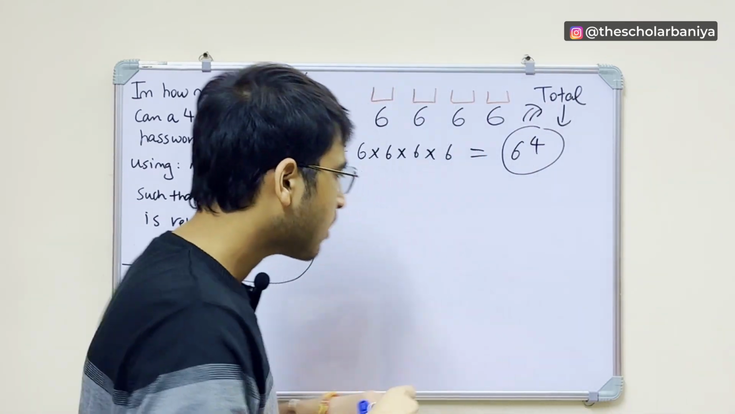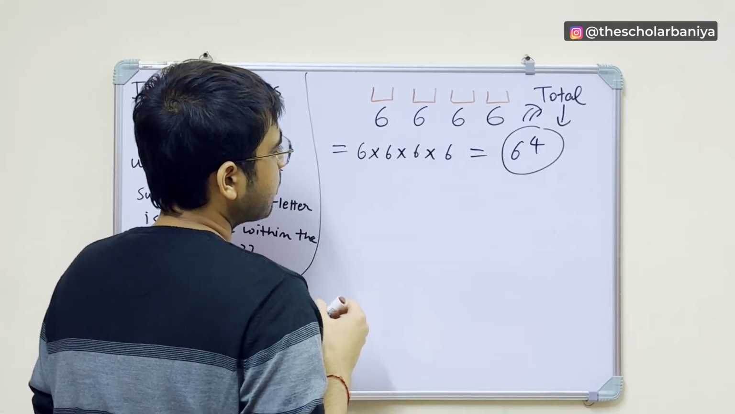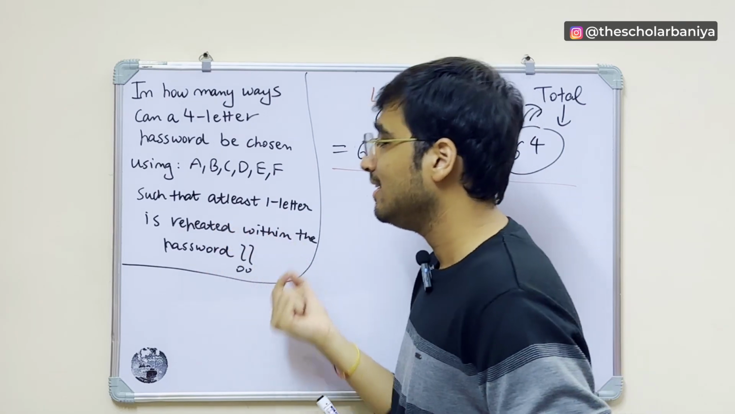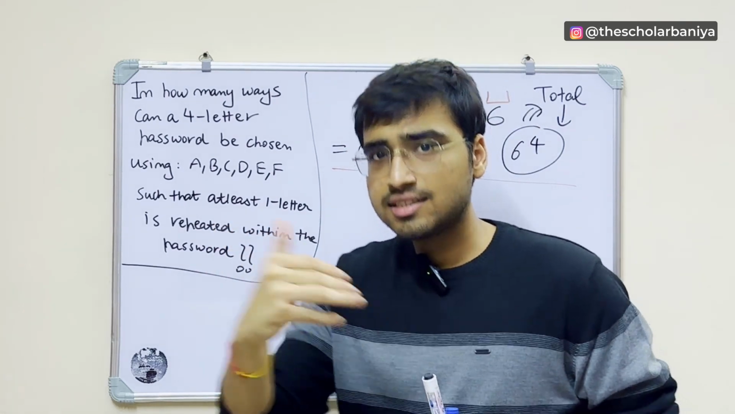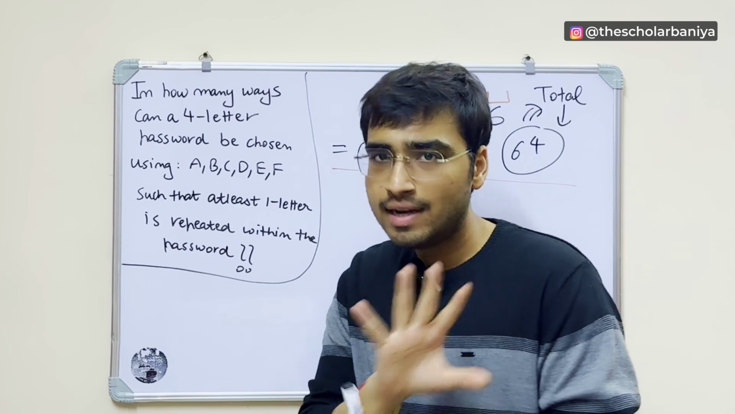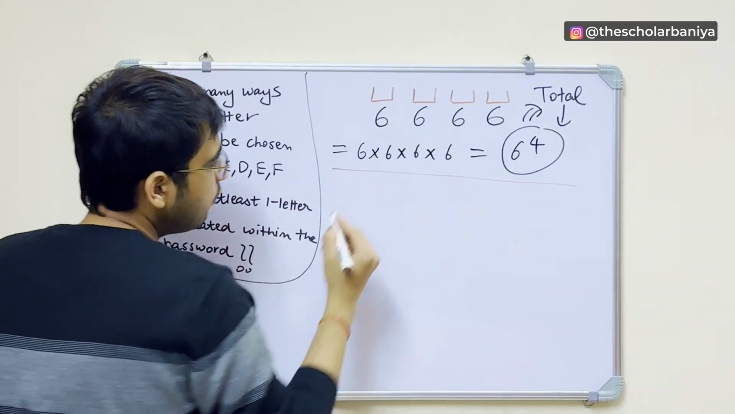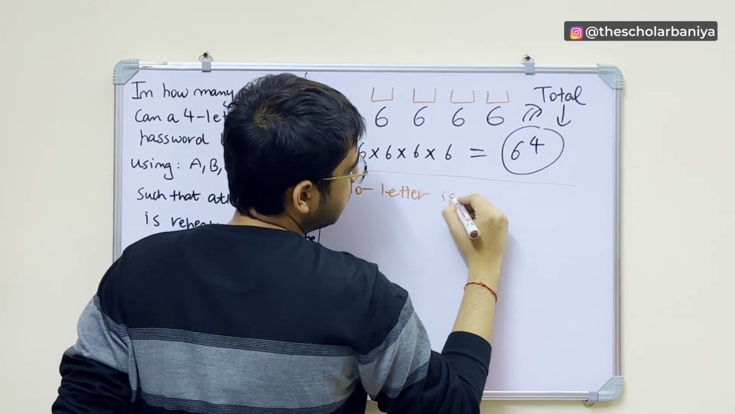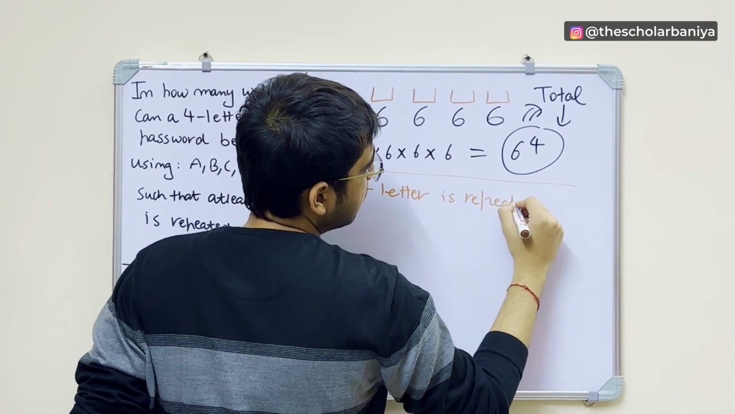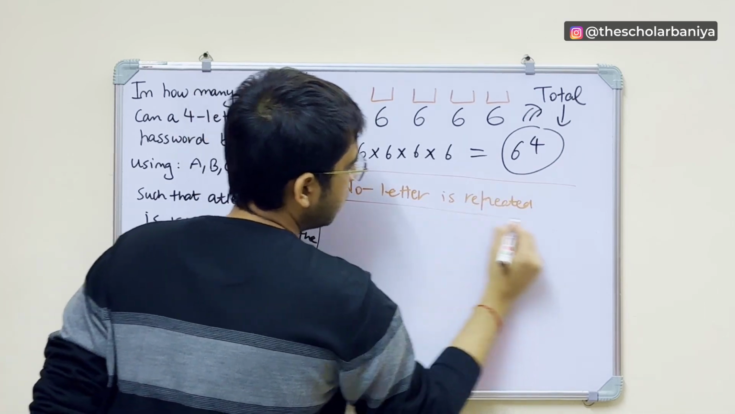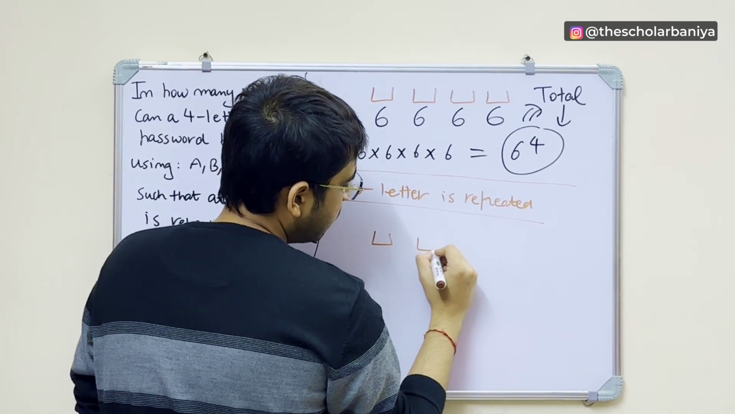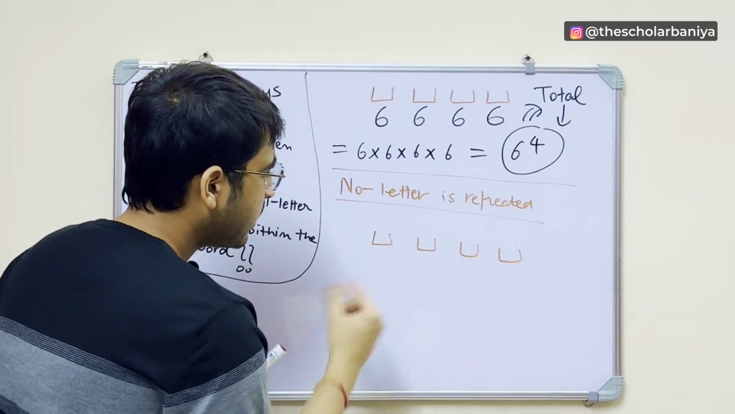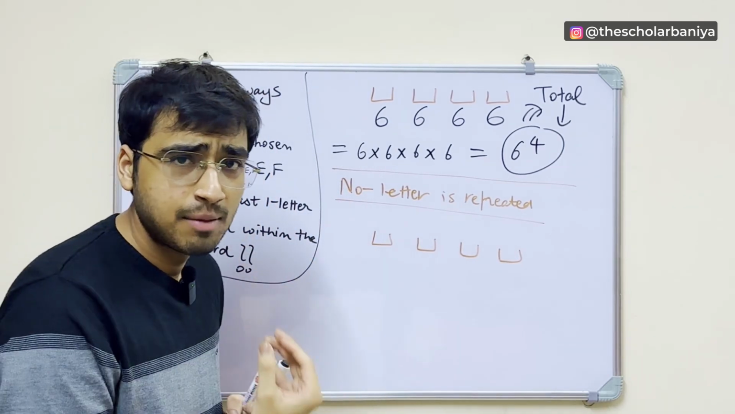Right? Now tell me one thing. As I told you, we have to find that at least one letter is repeated. So let's take the opposite case, that no letter is repeated, right? So this is the case that we take now, that no letter is getting repeated. So if no letter is getting repeated, tell me one thing: over here, how many possible letters can be there?